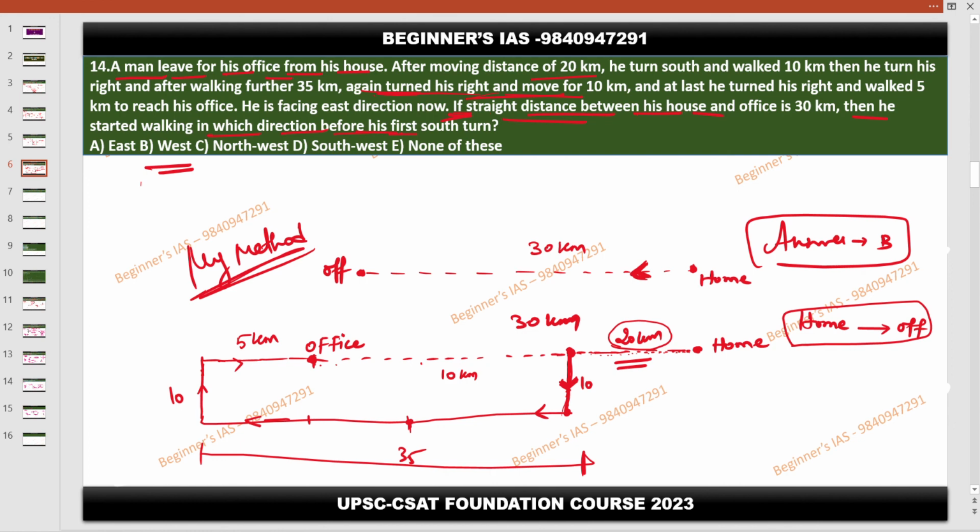But they mentioned the distance between home and office is 30 kilometers. What do you mean by if? If the straight distance between his home and office is 30 kilometers, then in which direction did he start walking from, before his south turn? That is the question.